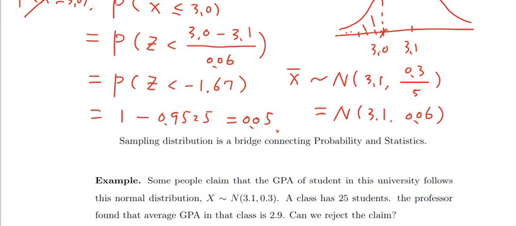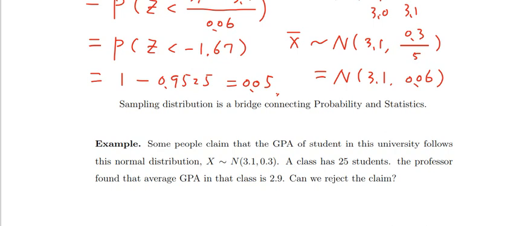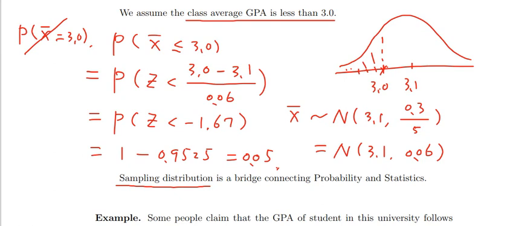Okay. So we say that this is an example of sampling distribution. Sampling distribution is important, and we can say it is a bridge connecting probability and statistics. This is also the foundation for statistics. Okay, so far, these have been probability problems.